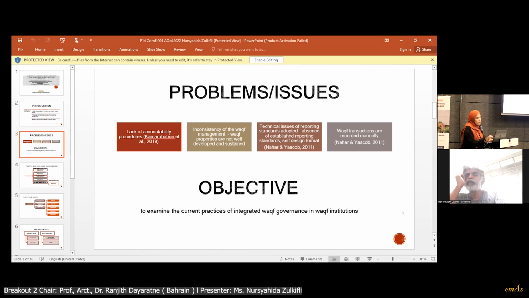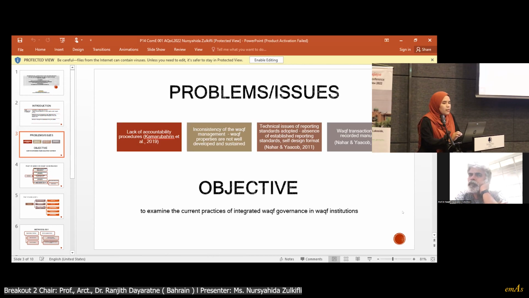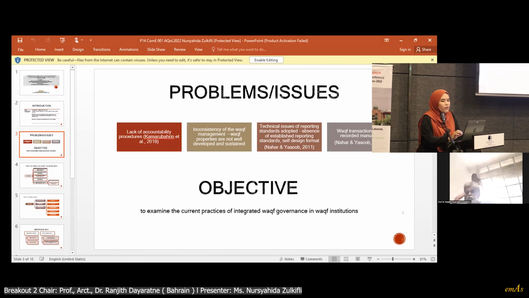The other problem is the technical issue of reporting standards, meaning that wakaf institutions lack an established reporting standard. According to respondents in previous studies, they self-designed the format for reporting or accounting standards. Next, wakaf transactions are recorded manually. So these are the problems in wakaf institutions, especially in governing wakaf.